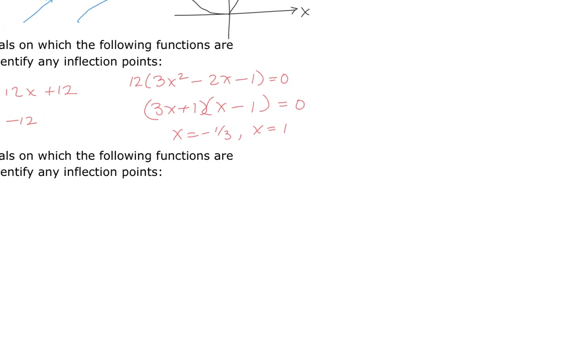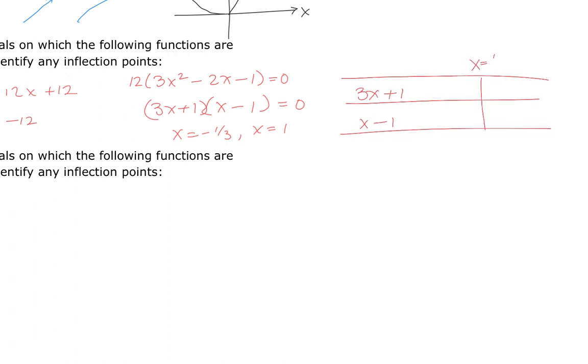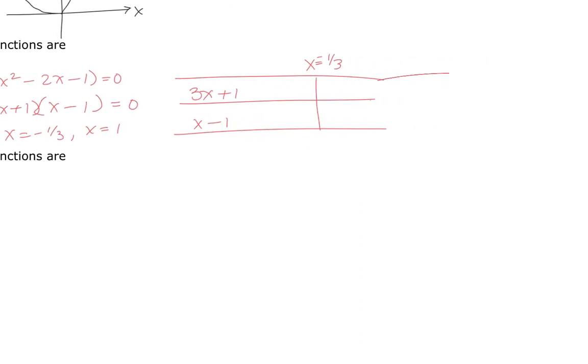So what I'm going to do is a sign chart of these factors. I don't have to worry about the 12, because 12 is positive. I'm going to have 3x plus 1 and x minus 1. And the possible points of inflection are x equals negative 1/3 and x equals 1. My intervals are from negative infinity to negative 1/3, from negative 1/3 to 1, and then 1 to infinity. So I'm going to choose something in this first interval, say, negative 1. I put in negative 1. This is negative, negative. This is positive. So this tells me I'm concave up.